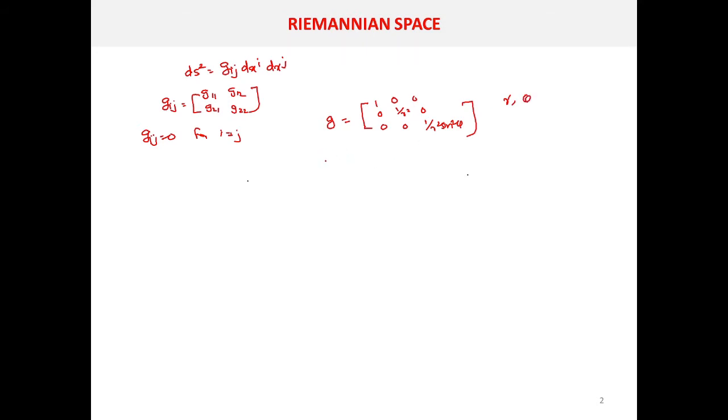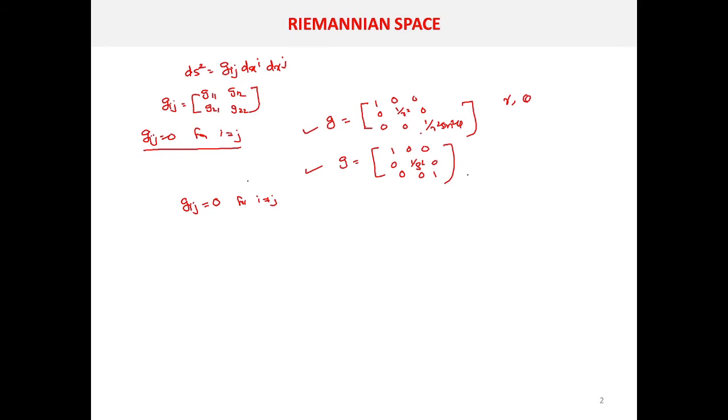Another example is the cylindrical coordinate system, where the metric is 1, 0, 0; 0, 1/ρ², 0; 0, 0, 1. So these two are examples of orthogonal coordinate systems, and for an orthogonal coordinate system, g_ij = 0 for i not equal to j. Another special case is the Cartesian coordinate system, which you are familiar with. In the Cartesian case the condition is the same, g_ij = 0 for i not equal to j. In addition, the coefficients do not depend on the coordinates.